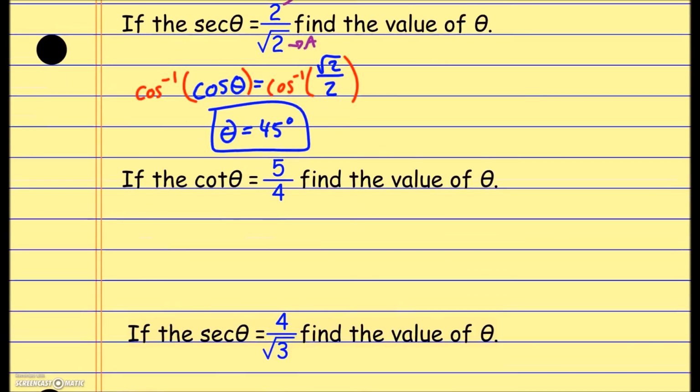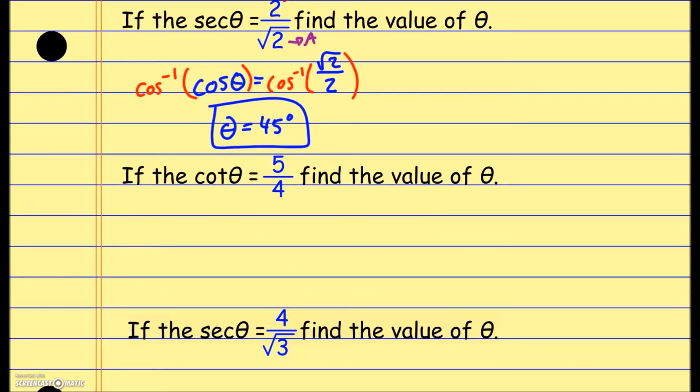Same thing with the next one. The cotangent of theta equals 5 over 4, and I want to find theta. Well, let's change it to tangent. So this is going to be the tangent of theta equals 4 over 5 instead. And really, all I'm doing there is essentially saying, okay, well, cotangent is adjacent over opposite. Well, now opposite over adjacent would give me 4 over 5. So I'm identifying each of those sides. And now I just do the inverse tangent of each side.